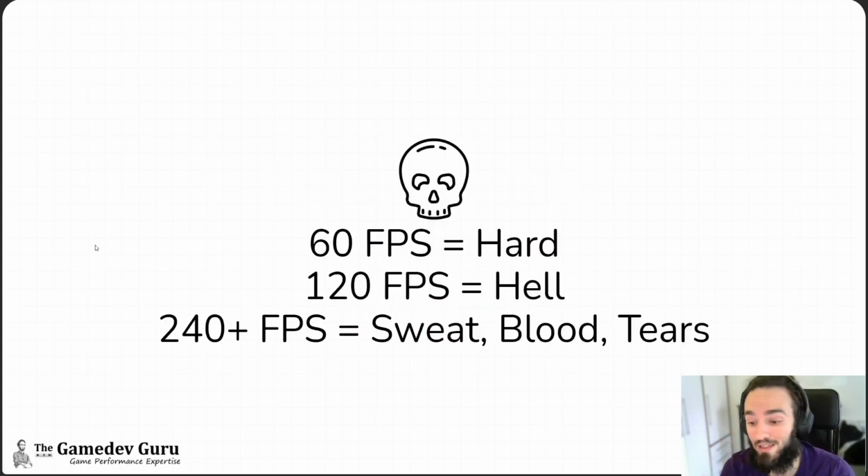The problem with this is that 60 FPS can be hard, okay? I take that. But to achieve 120 FPS is hell. You only have 8 milliseconds as budget to reach 120 FPS. And if we are talking about 240 FPS, that is almost impossible. That is lots of sweat, blood, and tears. Very often a combination of them.